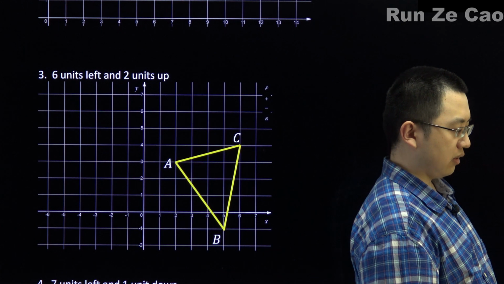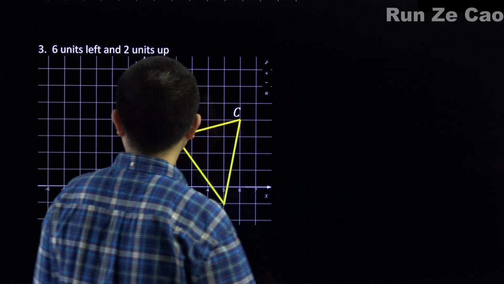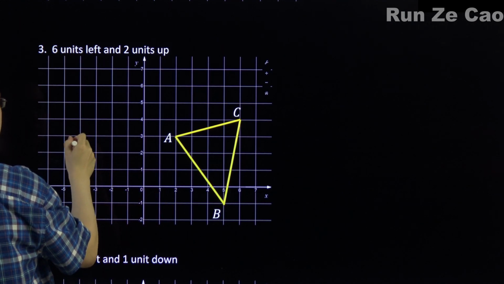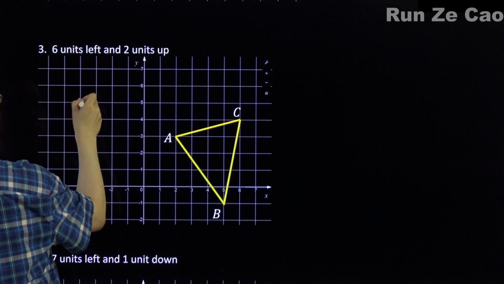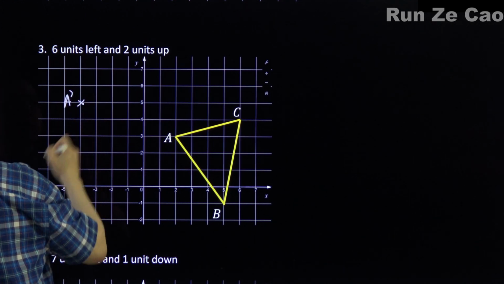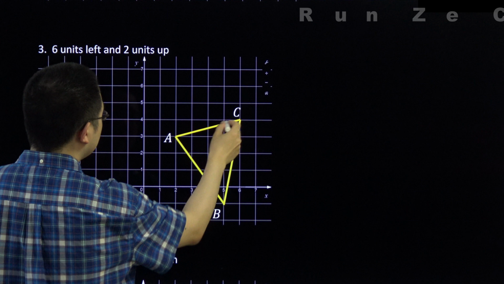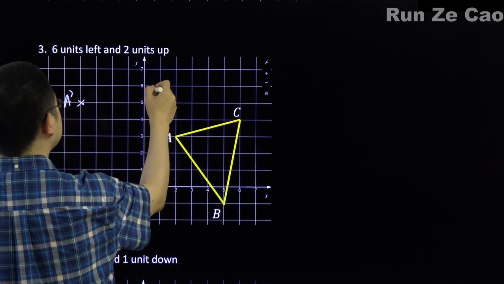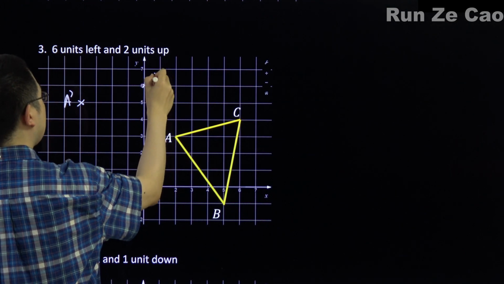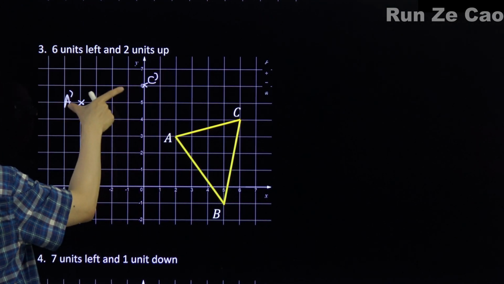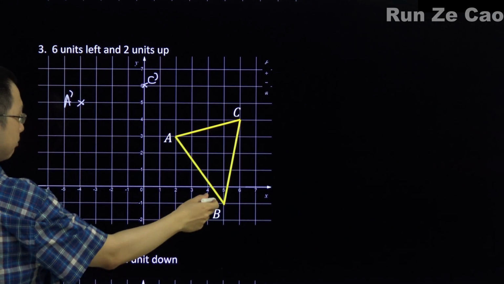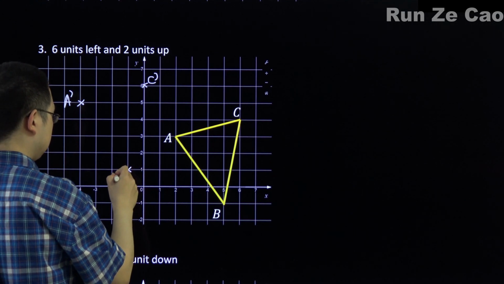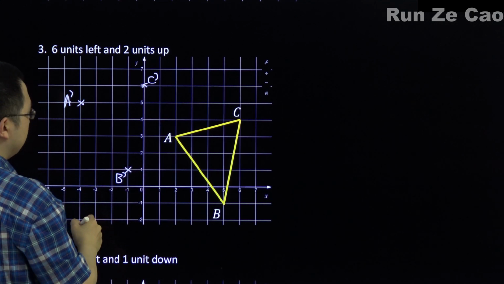All right, 6 units left and 2 units up. 6 units left. 1, 2, 3, 4, 5, 6. 2 units up. 1, 2. That's over here for A prime. And C, it's from 6 to 0, of course. And then 2 units up. C prime is over here. Yep. 4 over 1 up. Matches up. B, 6 over and 2 up. B prime.